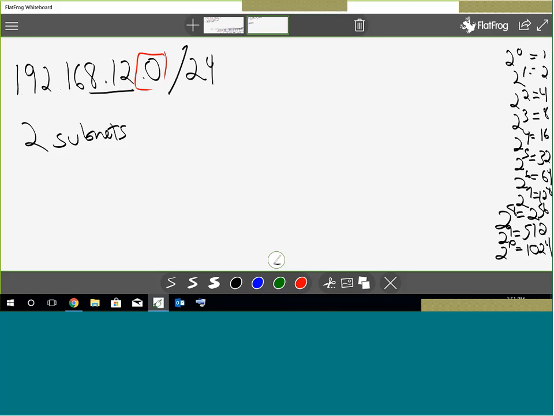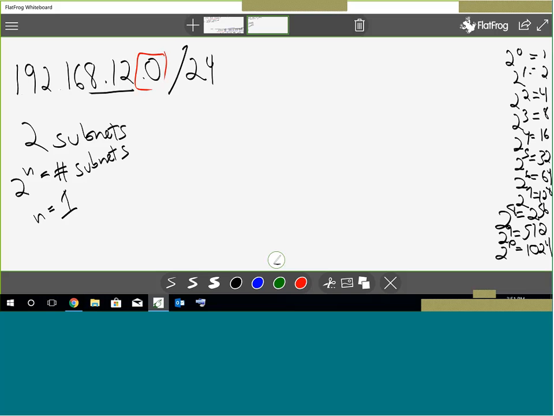2 to the n equals number of subnets. Don't forget that. So what power do I have to raise 2 to get 2? You've got to get 2 to the second power. 2 to the first power. 2 to the first power is 2. I thought you had to subtract 2 off. Nope. That's host bits. That's not network bits.